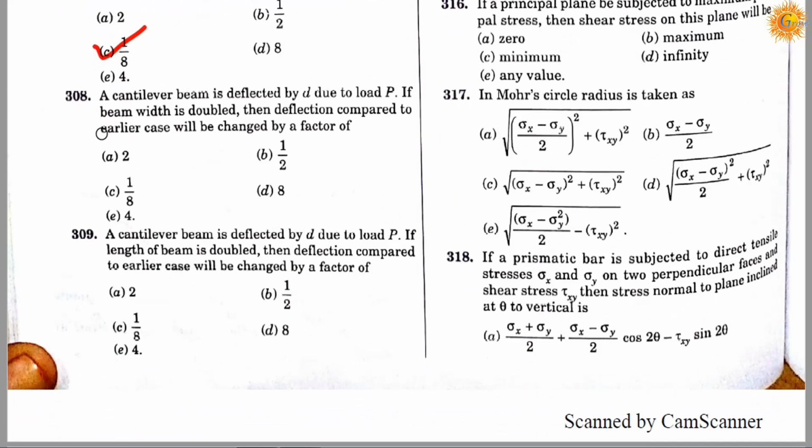Question number 308. A cantilever beam is deflected by D due to load P. If beam width is double, then deflection compared to earlier case will be changed by a factor of: option A is 2, option B is half, option C is 1/8, option D is 8, and option E is 4. Correct answer is B, it will be 1/2.